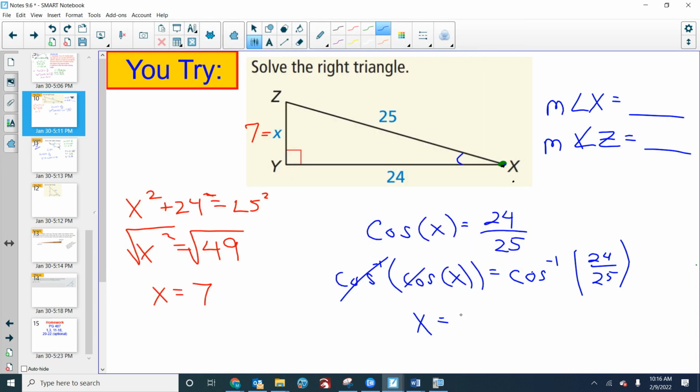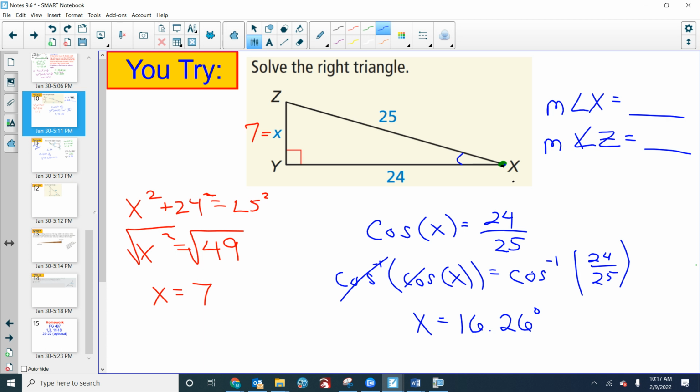What should the label be? Degrees. Are you going to get counted off if you don't put degrees? Yes, it's an angle. I did not tell you how to round, so if you put 16.3, I would count that, right? On the quiz, angles are going to be rounded to the nearest tenth. Sides are going to be rounded to the nearest hundredth, 2 decimals, all right?